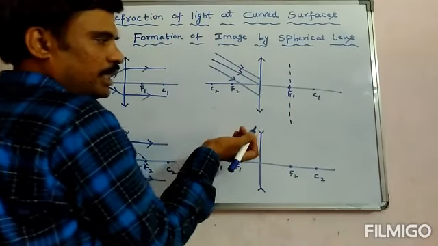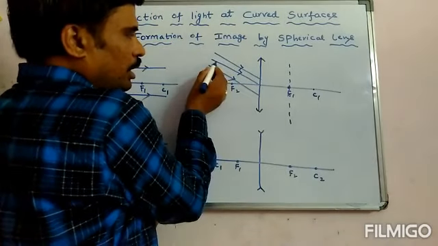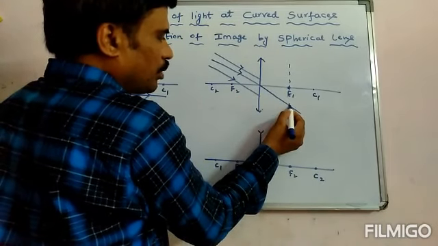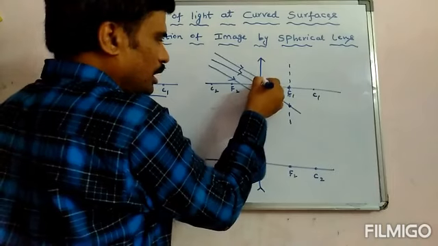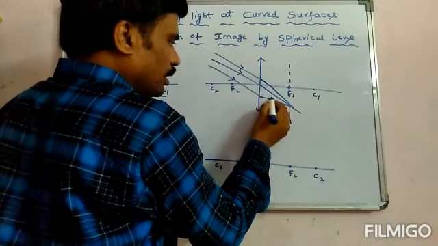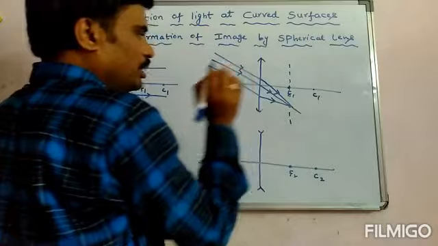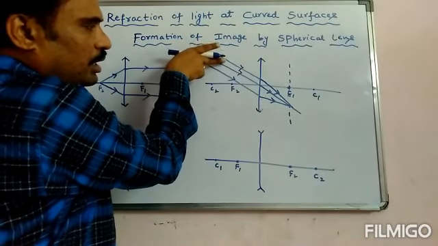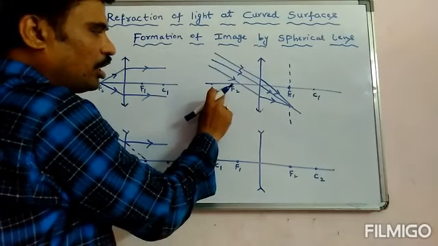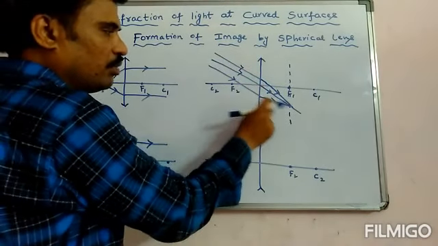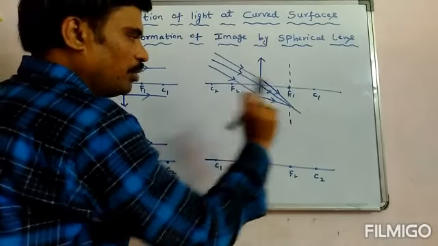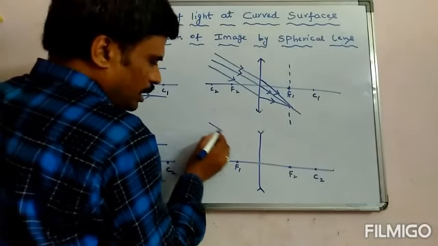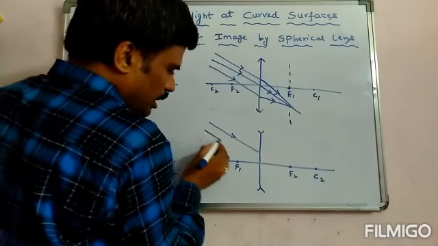So how to draw this diagram? Just look at it carefully. The ray passing through the optic center, first you have to extend it. Where they are going to meet, at that point all the rays are going to converge. It's very simple to draw this diagram. Once again, the parallel rays incident on the convex lens which are not parallel to the principal axis will converge at a point on the focal plane.